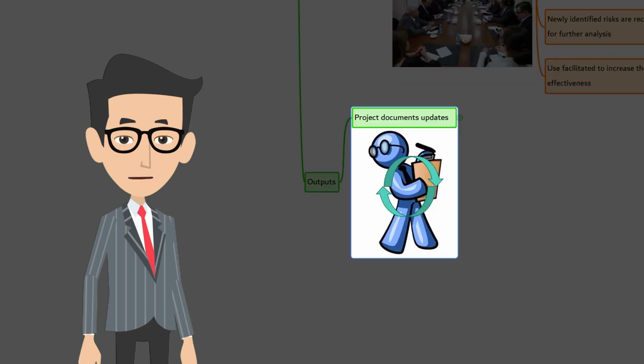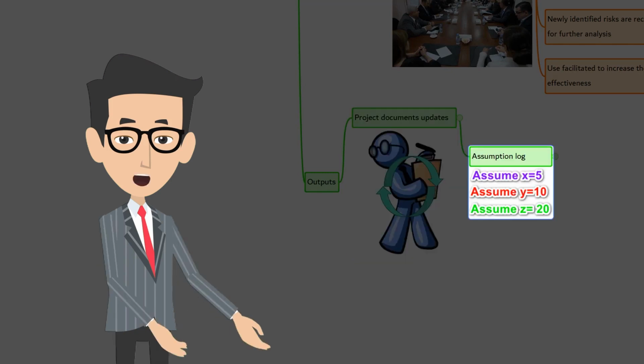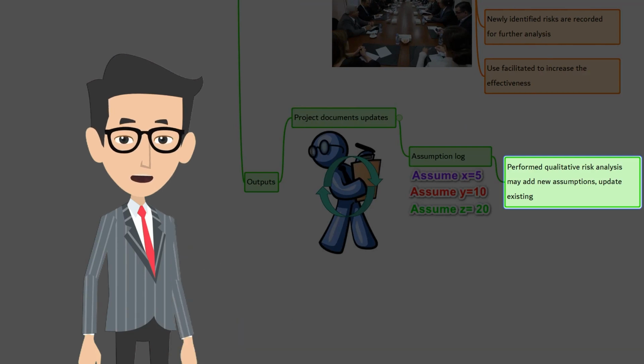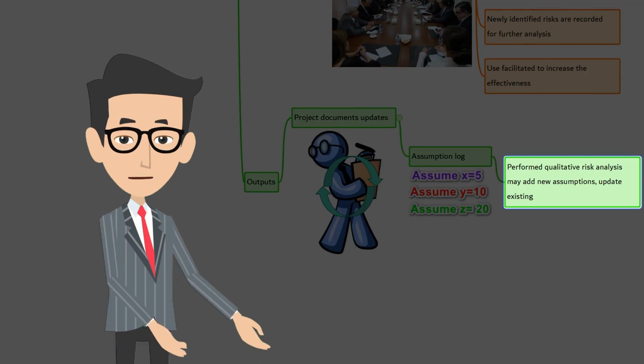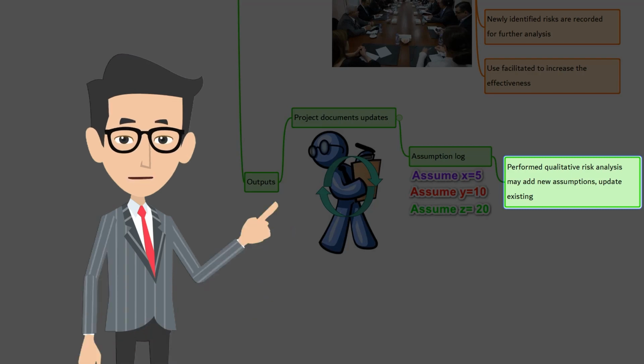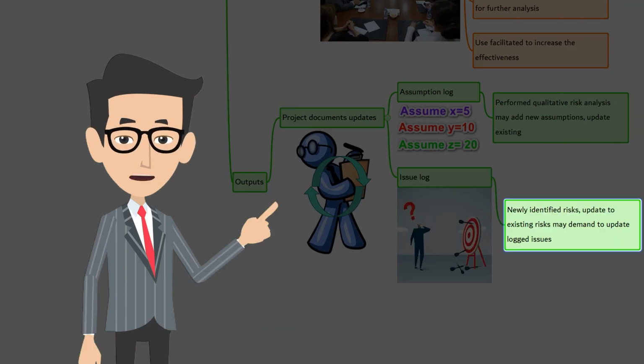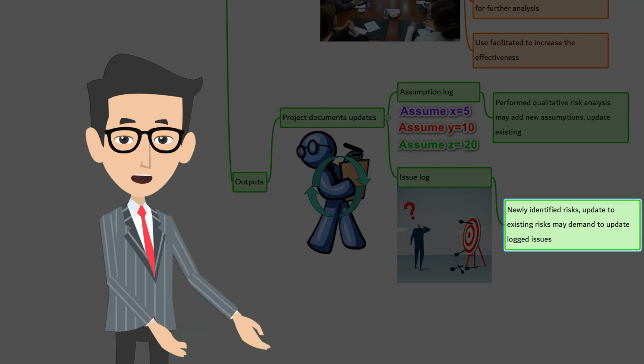First, project documents updates. There are 5 in it. First, assumption log. Performed qualitative risk analysis may bring new assumptions and constraints to the surface. Existing assumptions and constraints may be revisited and updated. Next, issue log. The issue log should be updated as new issues are captured and current issues are changed.